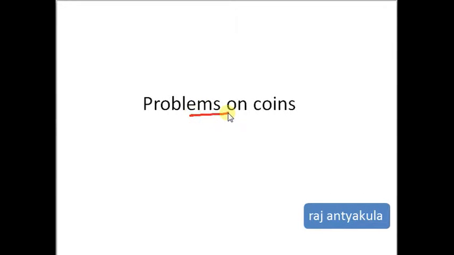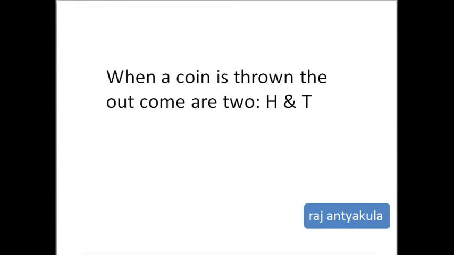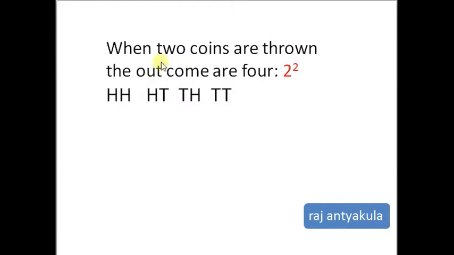Problems on coins. We will see through examples. When a coin is thrown, the outcomes are two. What are those two outcomes? Head and tail. When two coins are thrown, the outcomes are 4. We can write it as 2 square.